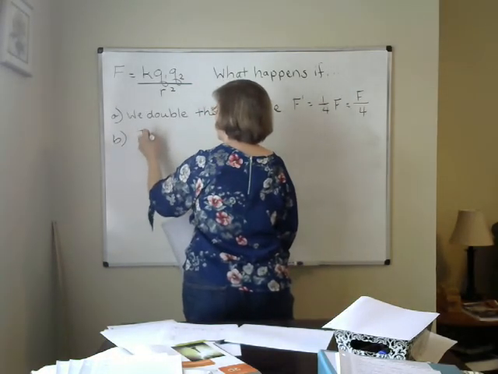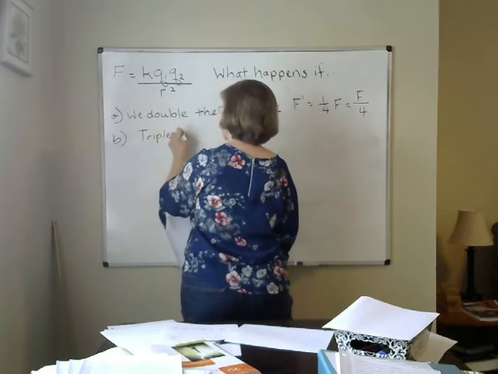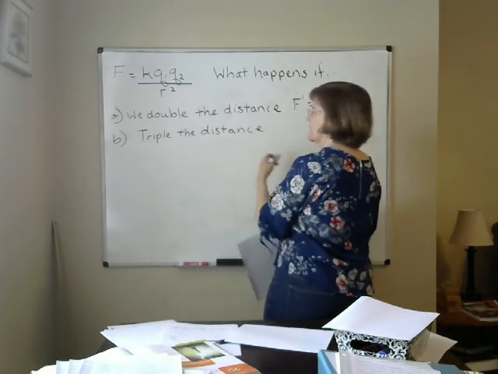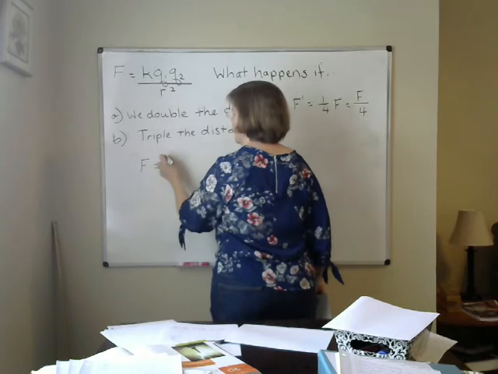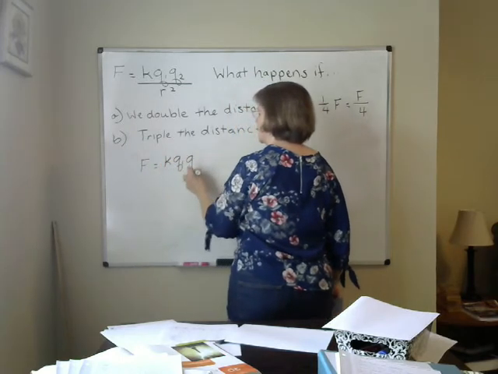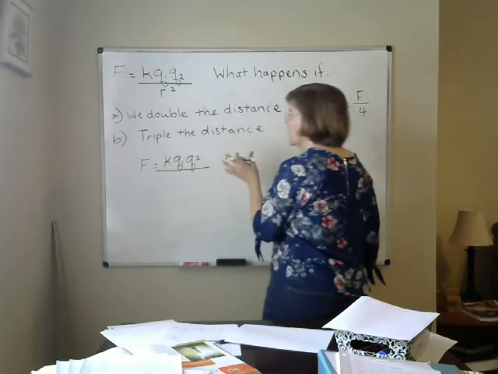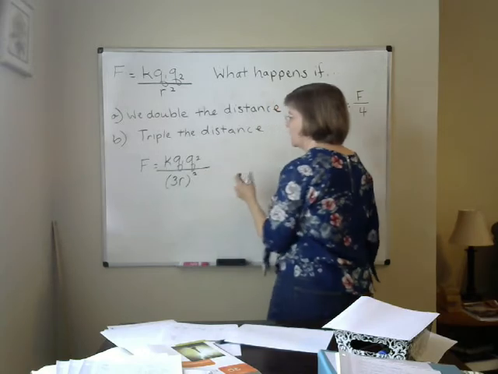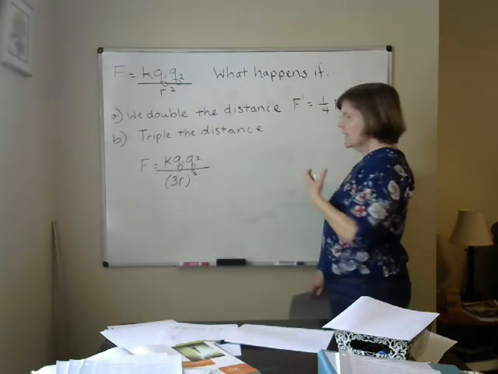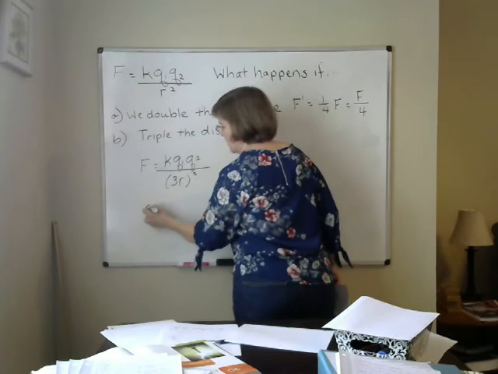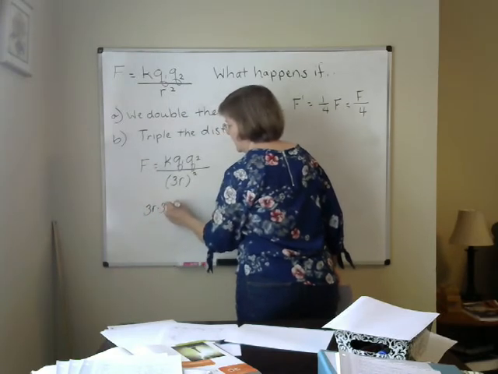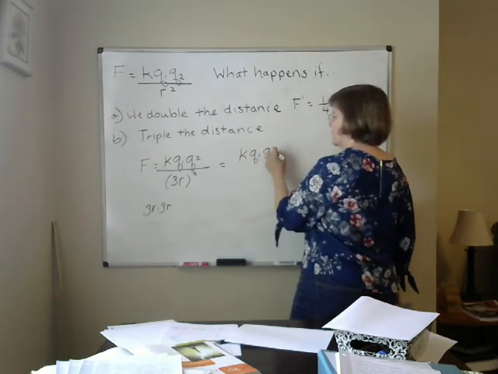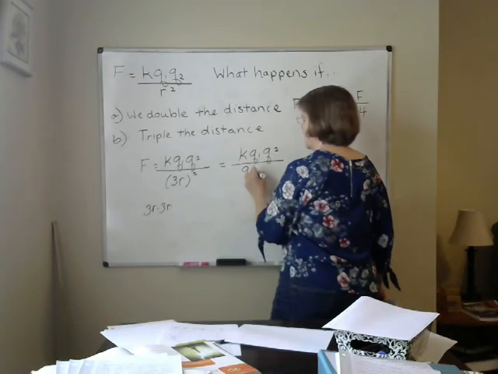Okay. What if we triple the distance? Again, just practice. Put in what happens. Q1, Q2. We're going to replace R with 3R. They're 3 times as far apart squared. But we have to remember that when we take 3R times 3R, what we get is that this is K, Q1, Q2, over 9R squared.